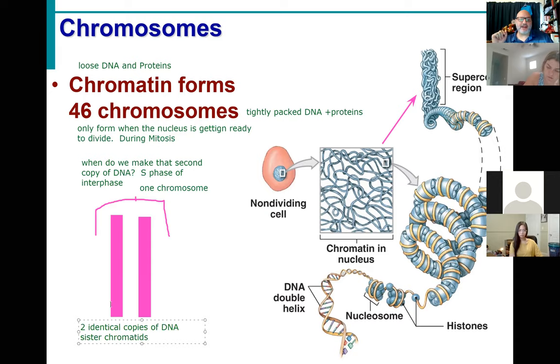Now we need to keep track of these sister chromatids. So these sister chromatids need to be held together. They are held together by a special protein, and this special protein that anchors the two of them together is known as a centromere.